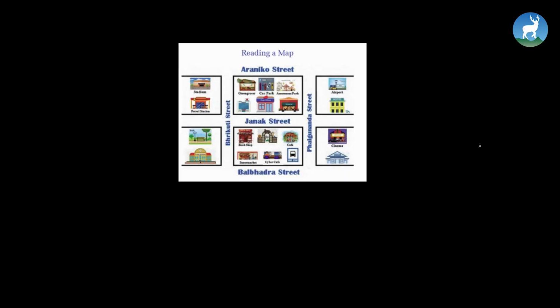Okay, so let's read the map. Do you see a stadium, petrol station? Here's the greengrocer, car park. Here's an amusement park. We also have bookshop, supermarket, cyber cafe. Here's also a cafe. This one's airport. This one's hotel. This one's cinema. Here we have a bank, right?